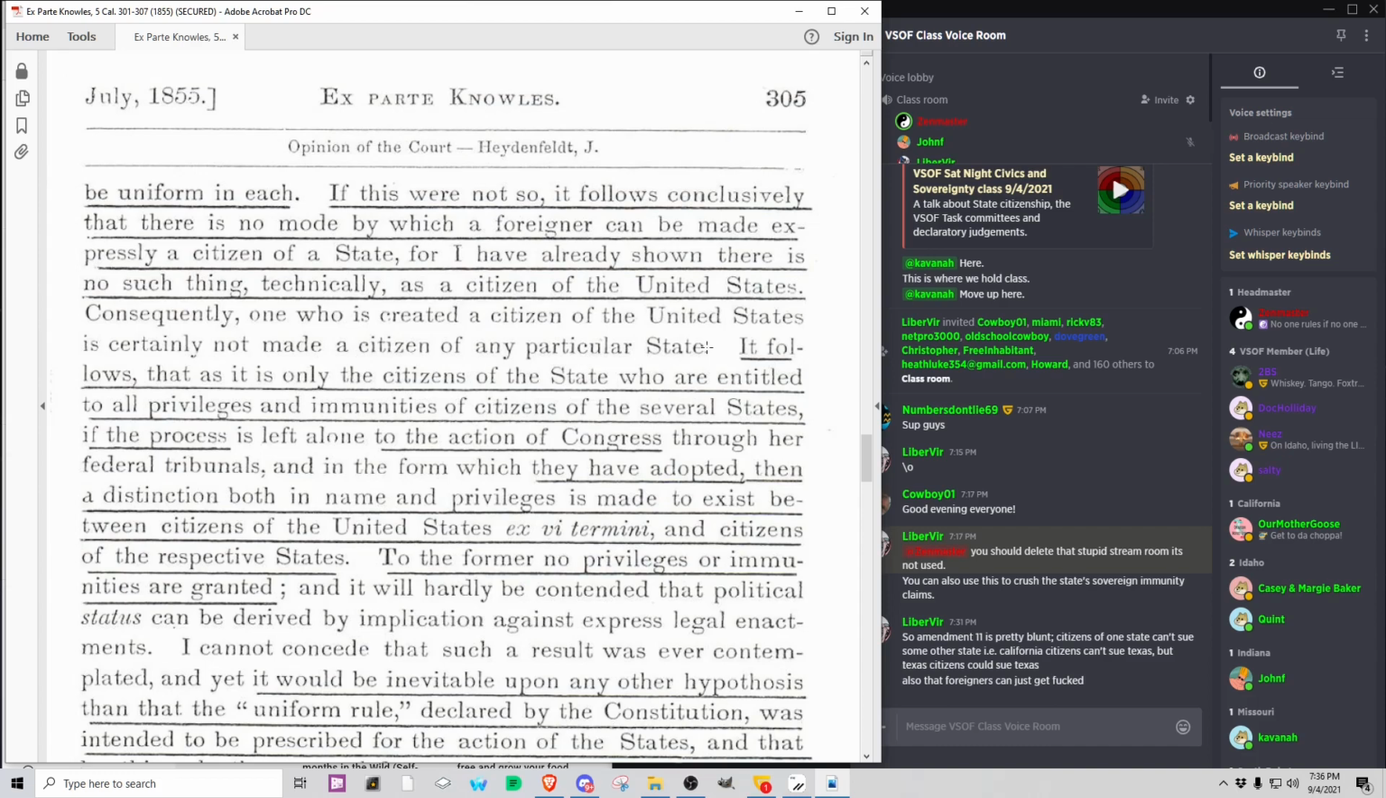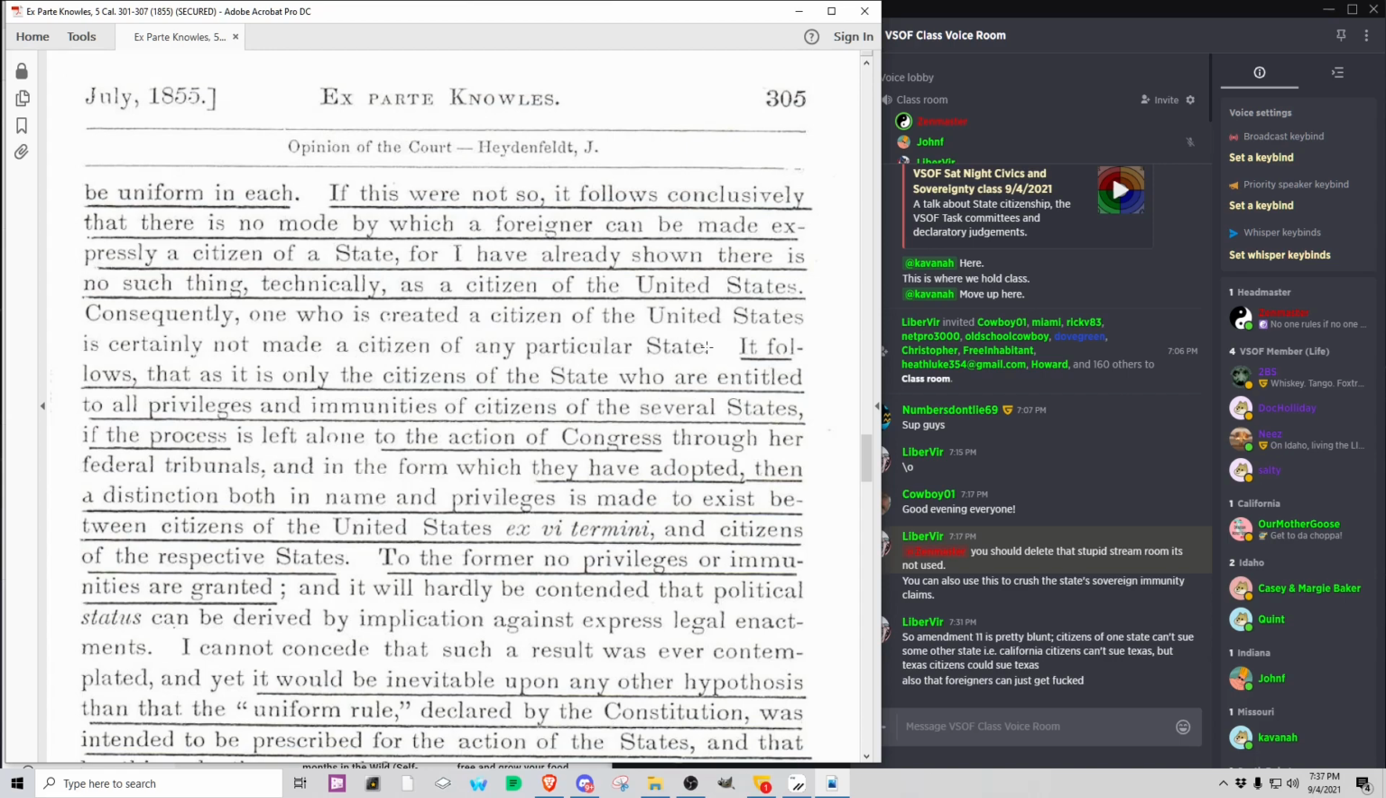it follows that as it is only the citizens of the state who are entitled to all the privileges and immunities of citizens of the several states, if the process is left alone to the action of Congress through her federal tribunals and in the form which they have adopted, then a distinction both in name and privileges is made to exist between citizens of the United States, ex vi termini, okay, I don't exactly know what that Latin means in that context, and citizens of the respective states. So yeah, so that's the point.